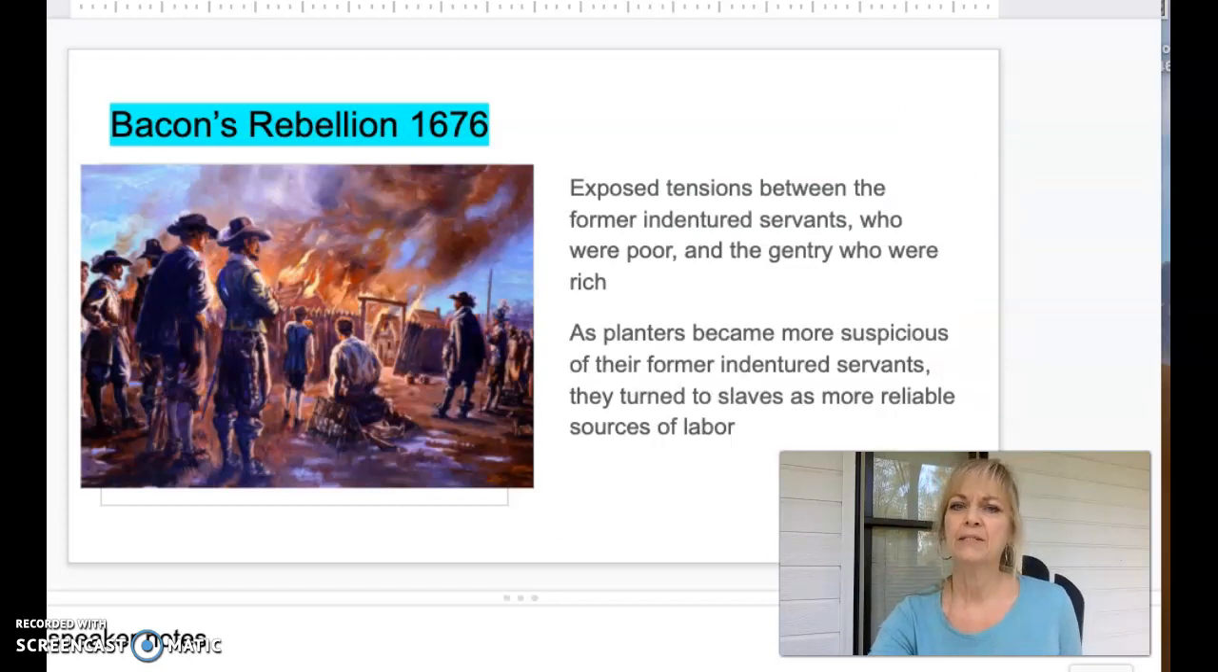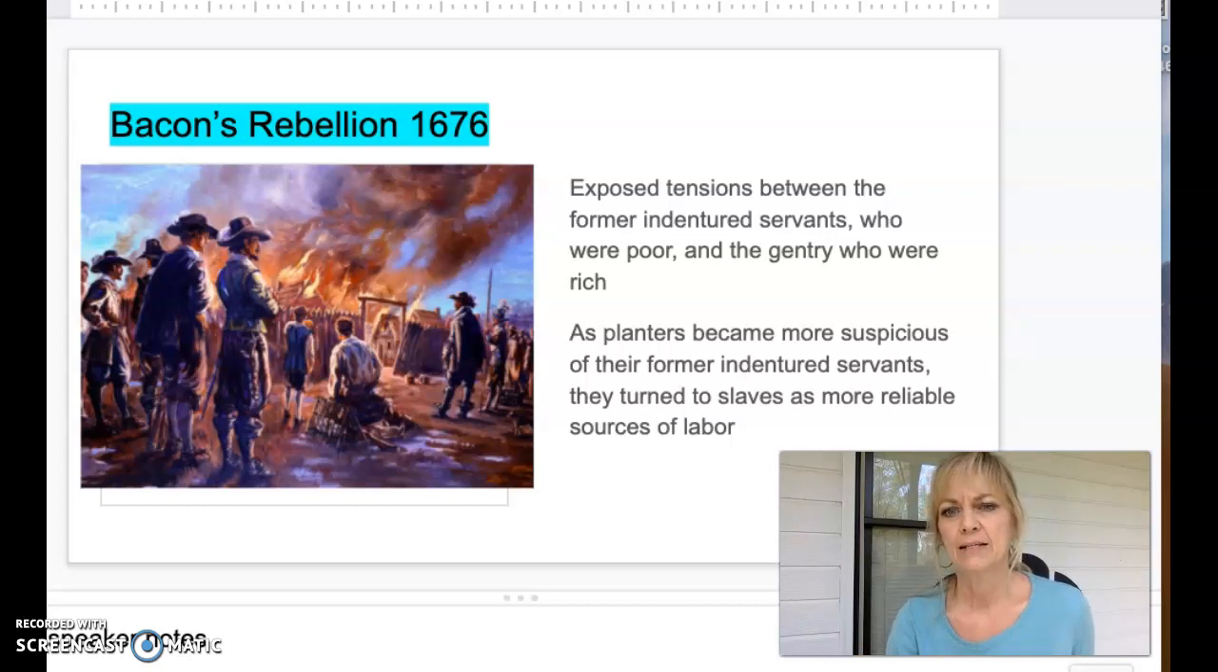Bacon's Rebellion happens in 1676. That's where those former indentured servants, because by the time you get to 1676, one of the things indentured servants got when they got finished with their indenture was that they received land.